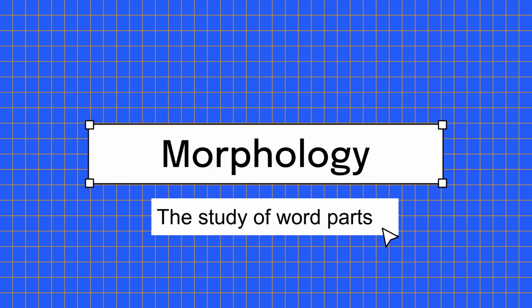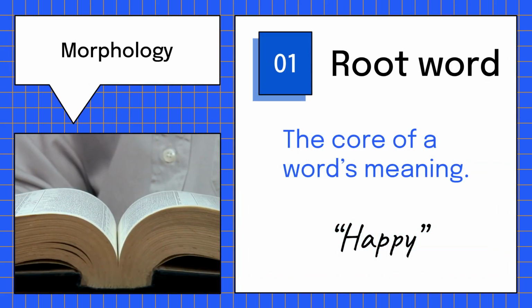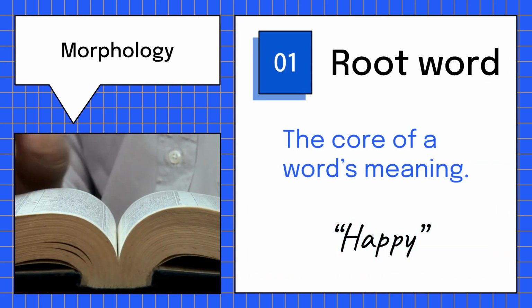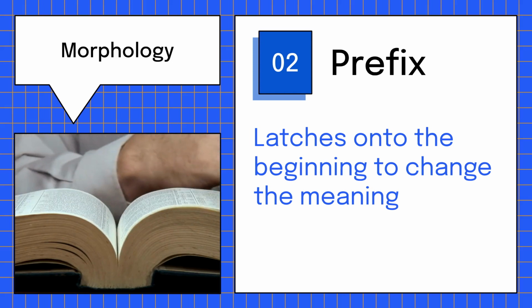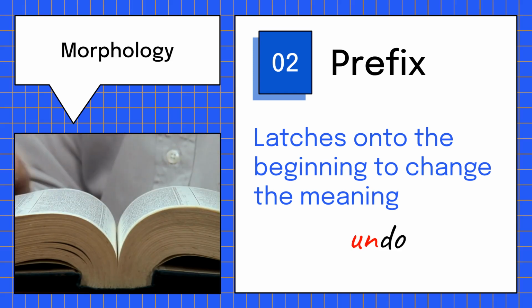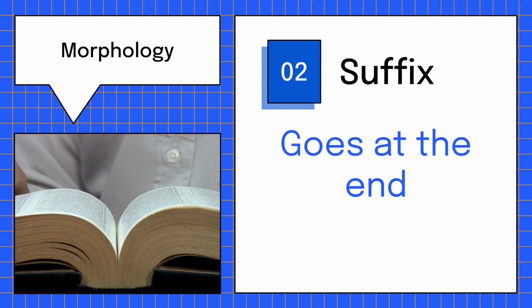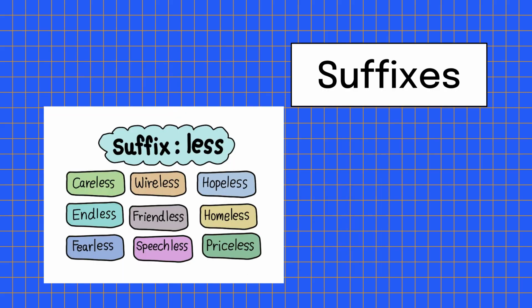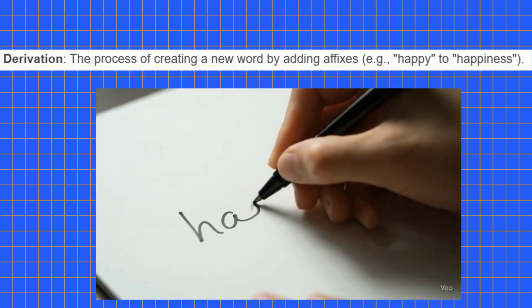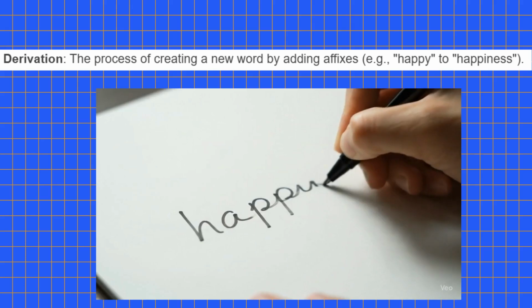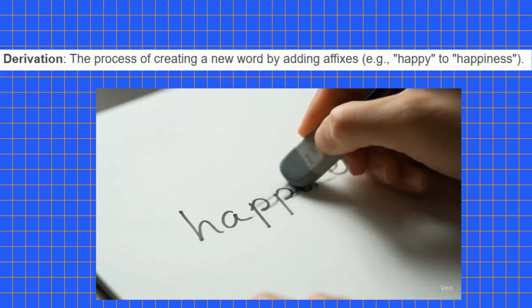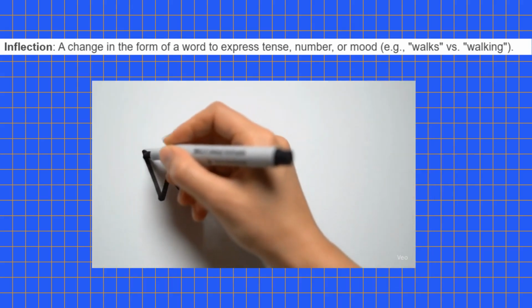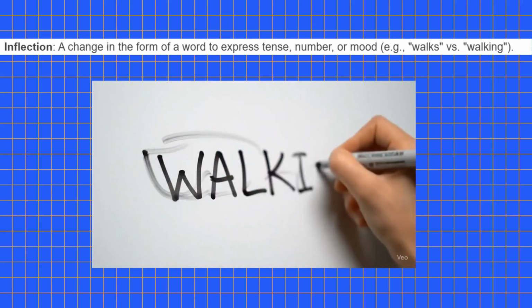We get morphology, the study of word parts. The root word is the core of a word's meaning. A prefix latches onto the beginning to change the meaning, like in undo. A suffix goes at the end, like -ly in quickly. Together, prefixes and suffixes are called affixes. Using them to form new words, like going from happy to happiness, is called derivation. And changing a word's form to show tense, like from walk to walks, is inflection.